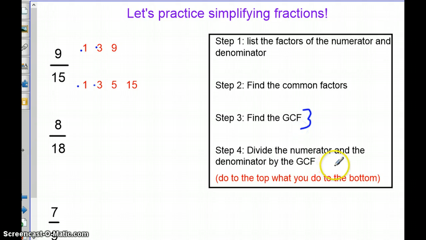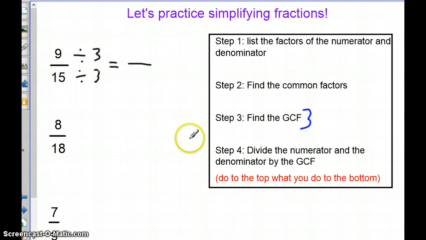I'm going to write that down, 3. Then our last step is to divide the numerator and the denominator by the GCF. So we need to divide 9 by 3 and 15 by 3. This is pretty simple division for you guys. You know that 9 divided by 3 is 3, and 15 divided by 3 is 5. Again, that same rule: do to the top what we do to the bottom. So 9/15, when we simplify it, is 3/5.